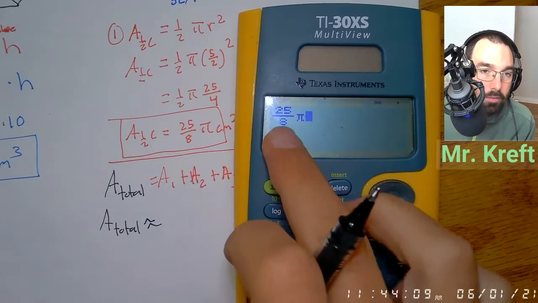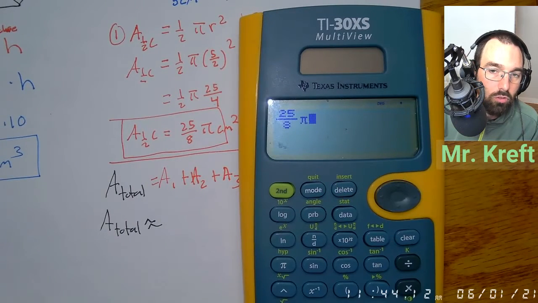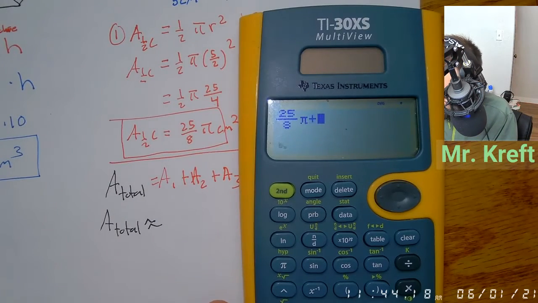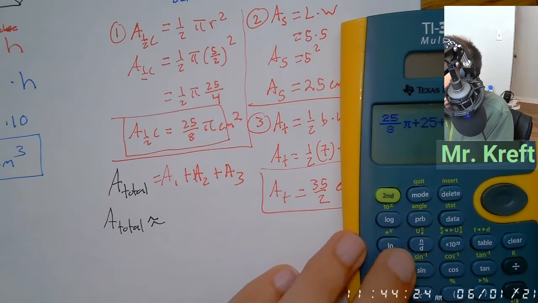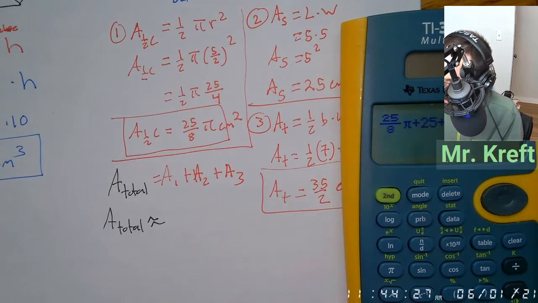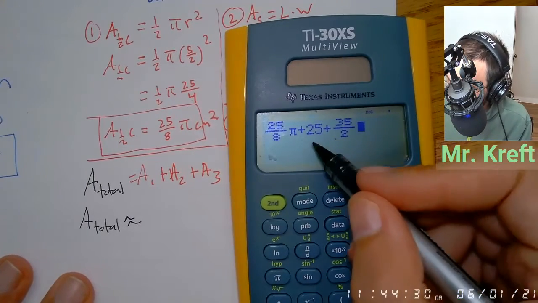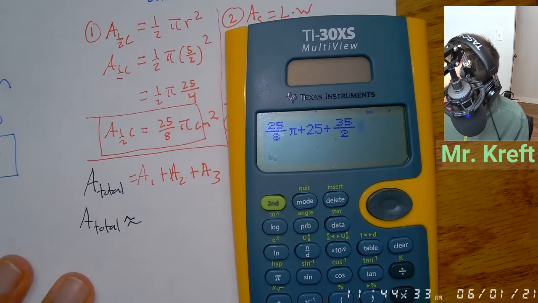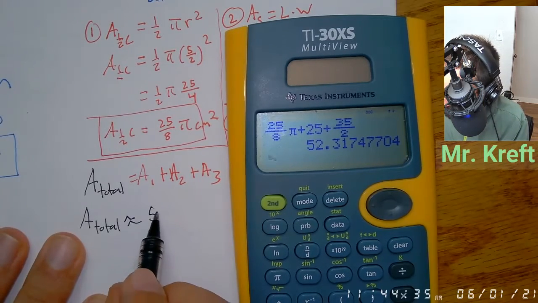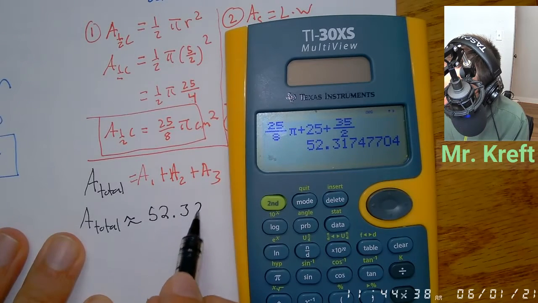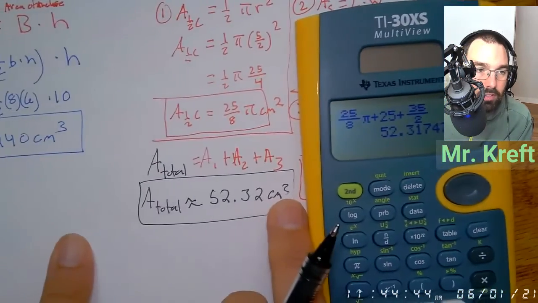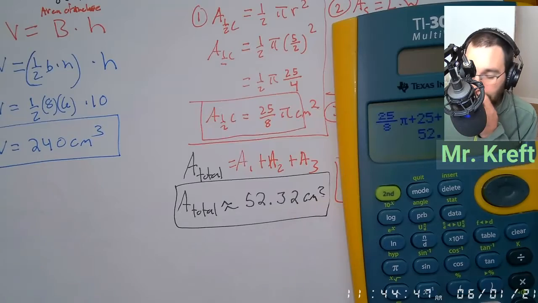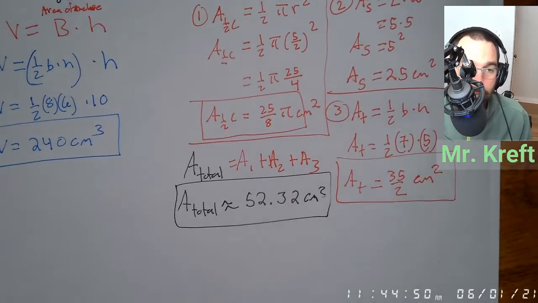25/8 and then pi. Again, never approximate pi into your calculator. Always use the pi button on your calculator. And then plus, I got 25 as the square, and then 35 halves is the triangle. So I get about 52.32 centimeters squared. Okay, notice how my units here are squared, whereas when I did volume, my units were cubed because we're talking about different dimensions.